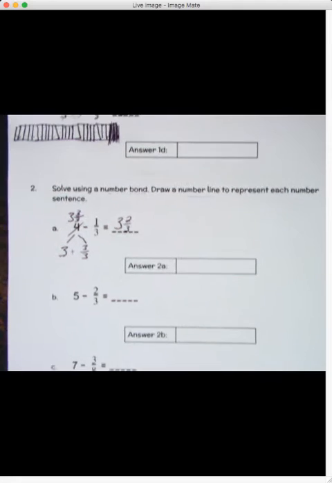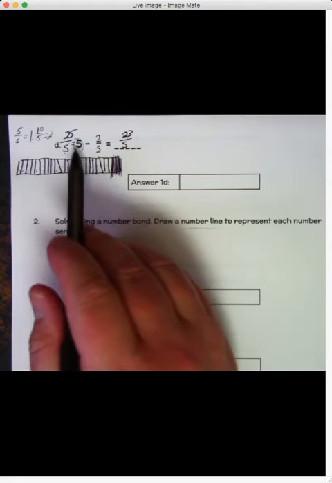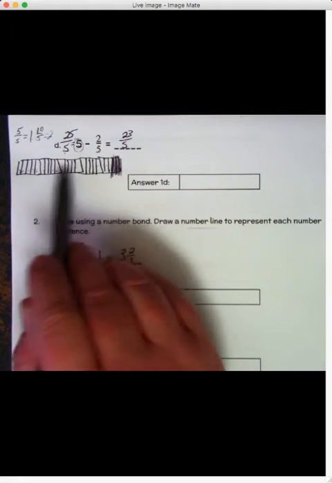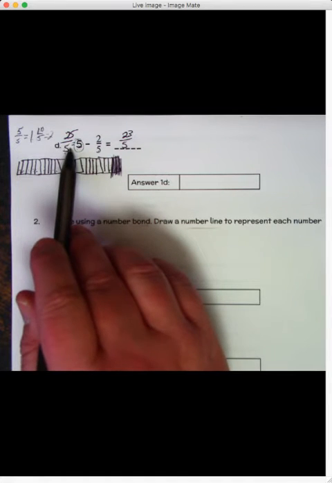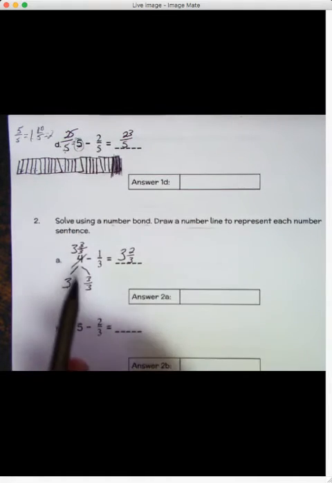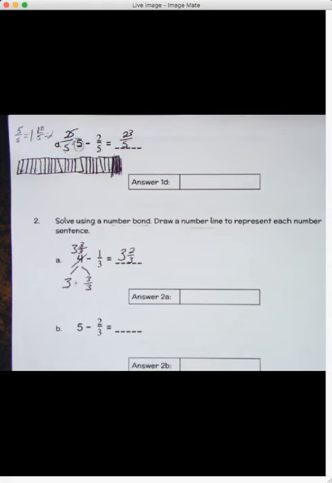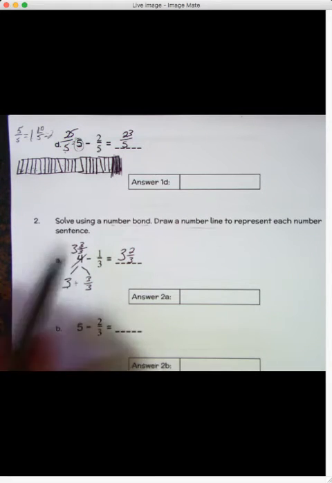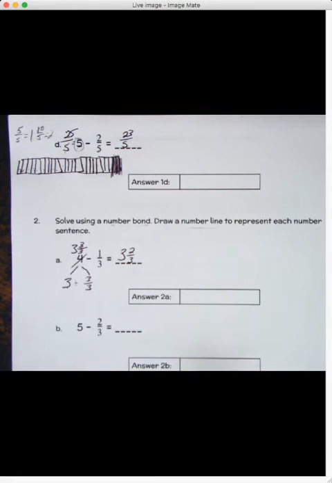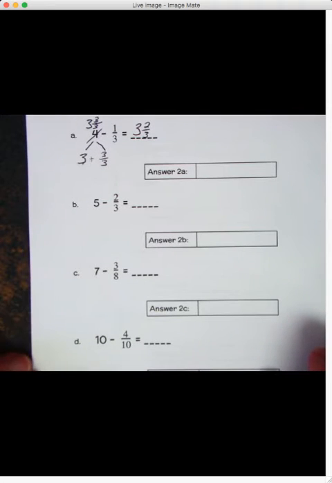Which way do you like better? Do you like making the 5 and splitting it into fifths, making it 25 fifths, and then subtracting? Or do you like using this number bond and splitting the whole number into a fraction and a number? Whichever way you like best, that's the way I would do it.